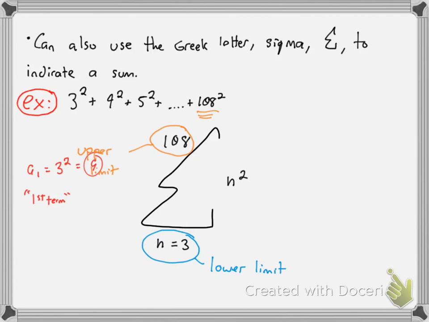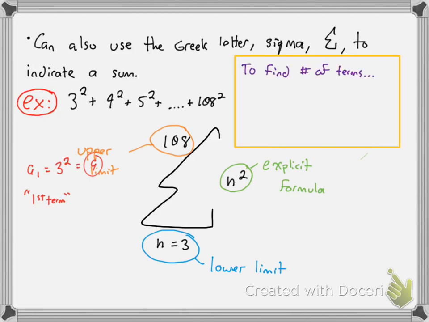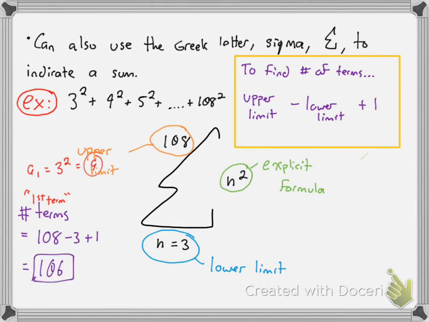And finally, looking at that, I can see it looks like I'm taking those numbers and squaring them every time. So my explicit formula or my rule is going to be n squared. So my rule will always go in the sigma. And then looking at sigma notation to find the number of terms, I'll take the upper limit minus my lower limit plus 1. So in this example, 108 minus 3 plus 1 gives me 106. So reading that, I can see I have 106 terms.